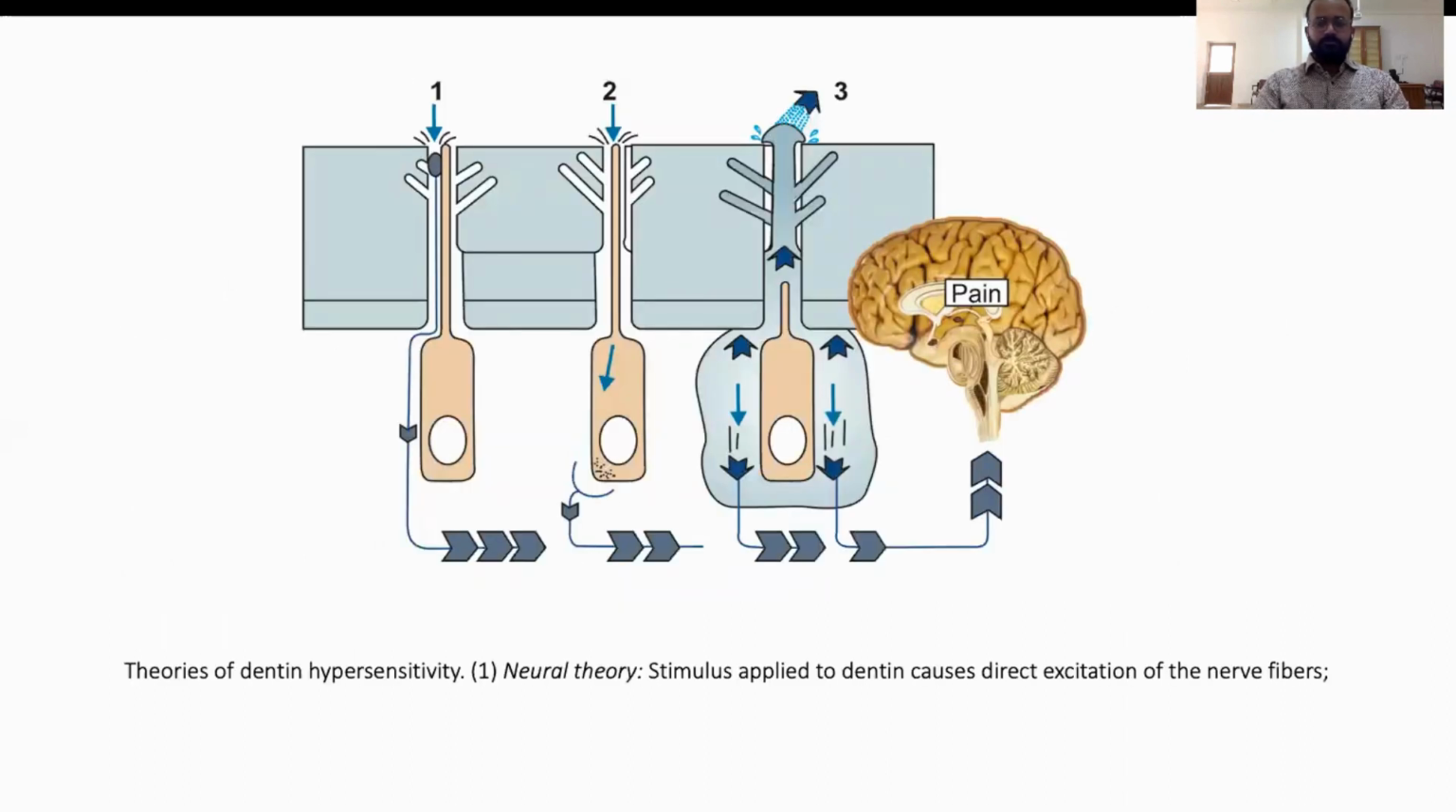So this is a schematic representation of how the neural theory works. You can see the nerve endings in the odontoblastic cells, and these react to the stimulus. It activates the nerve impulses, nerve fibers, and these impulses are carried on to the brain and interpreted as pain.